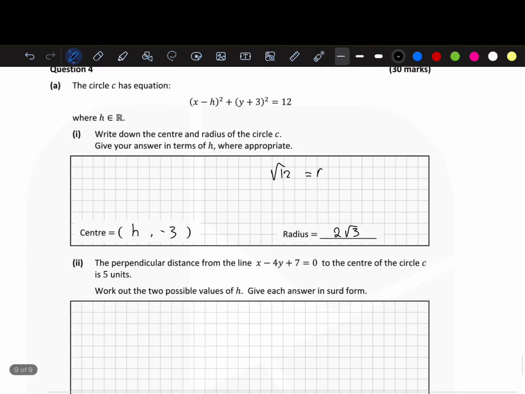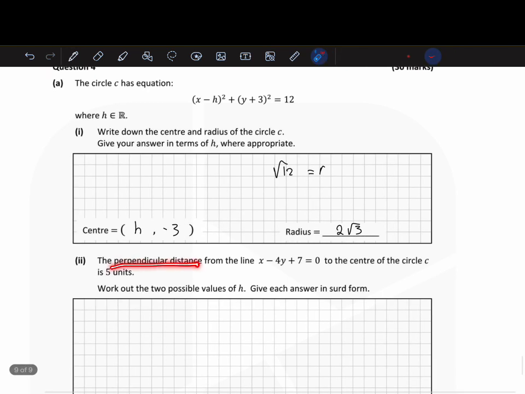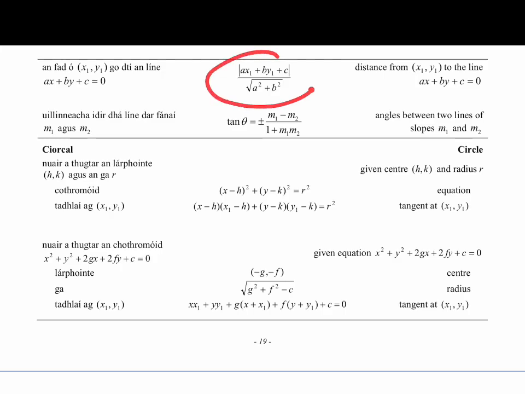Part 2. It says the perpendicular distance from the line x minus 4y plus 7 is equal to 0 to the center of C is 5 units. Work out two possible values of h. Give each answer in surd form. So because we're using perpendicular distance, we're going to have to use the perpendicular distance formula, which is going to be this one right here. And then we're just going to plug everything in and see what we get out.